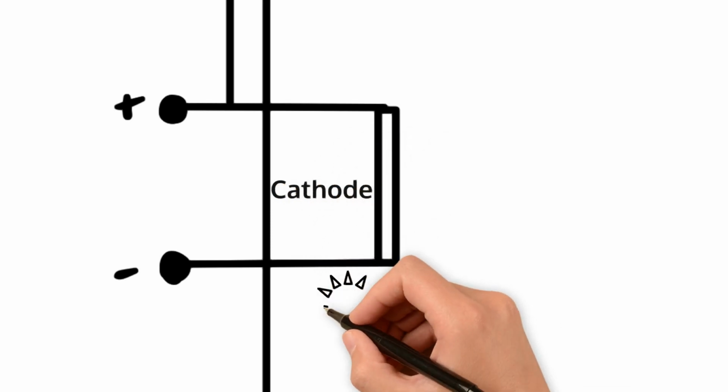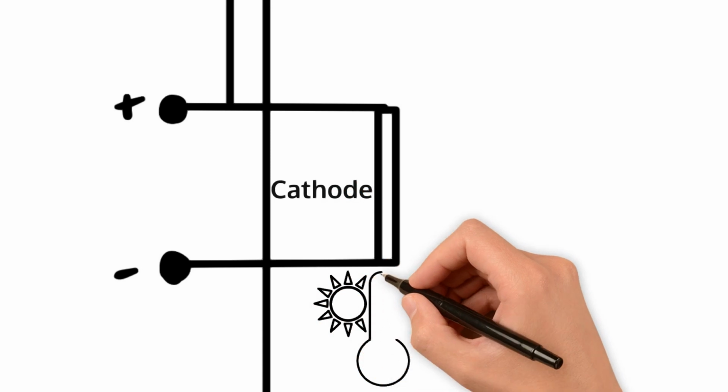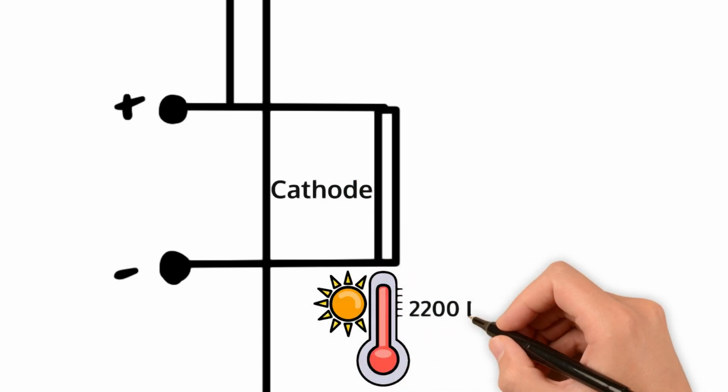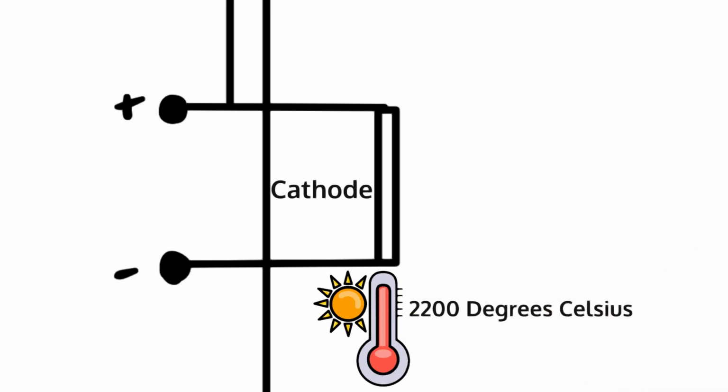A metal filament of high melting point such as tungsten is chosen and then heated to a temperature around 2200 degrees Celsius. At high temperatures, the electrons have a kinetic energy which exceeds the work function, which is the minimum energy required to overcome the electrostatic attraction to the positive nucleus. The result is that electrons begin to dissociate from the surface of the metal and form an electron cloud.